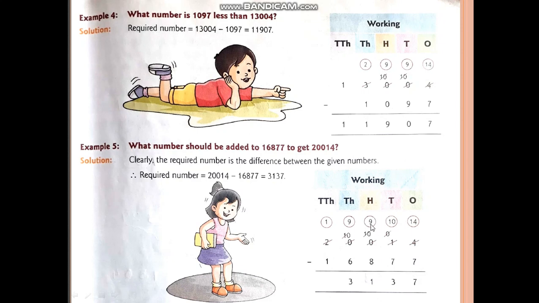Then 10 tens were given to you. From the 10 tens you remove 1, then it will be 10 minus 7, so your answer is 3. On the hundreds place 9 minus 8 is equal to 1, and 9 minus 6 is equal to 3, and 1 minus 1 is 0. Whether you write the 0 or not, there will be no problem.